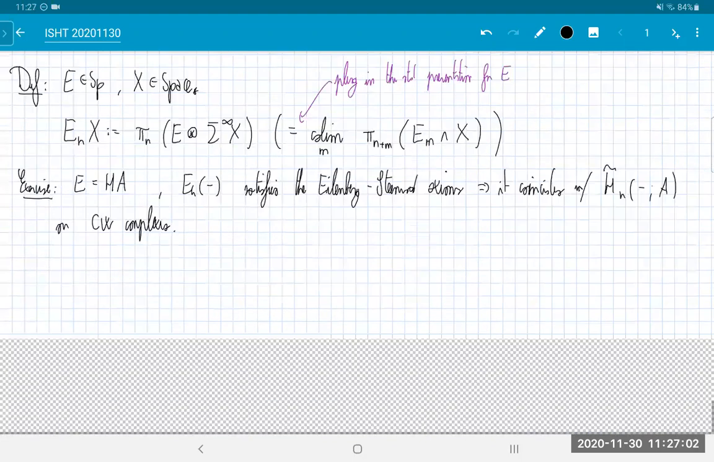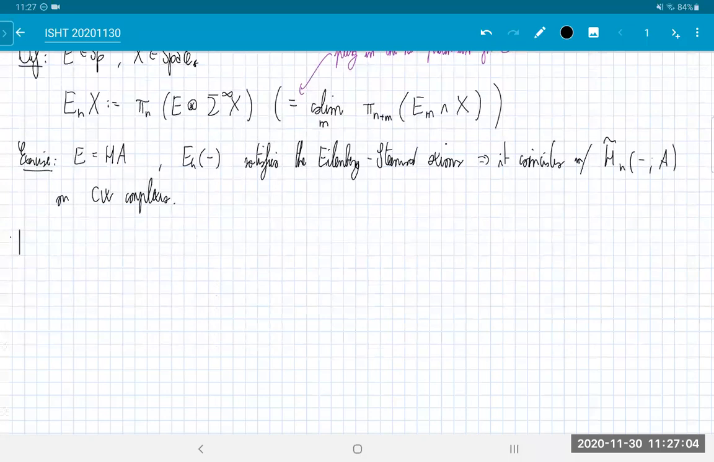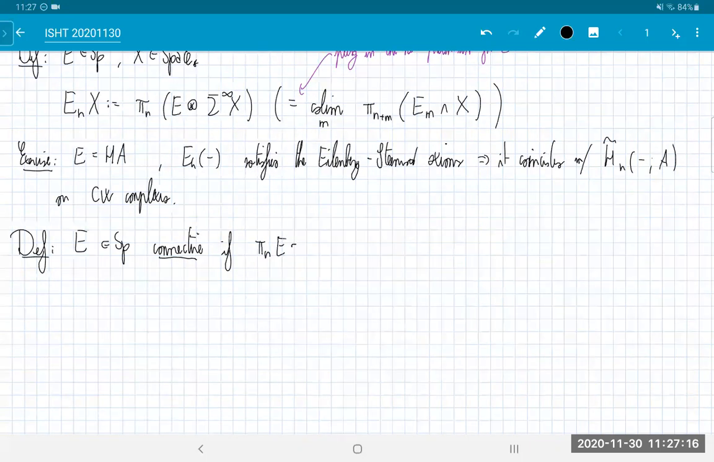Okay. Oh, actually, I guess I could give you the definition of a connective spectrum since we're at it, since it's actually kind of the right point. A spectrum E is connective if pi_n of E is zero for all n less than zero. And these are actually the things that behave more like abelian groups, technically speaking.